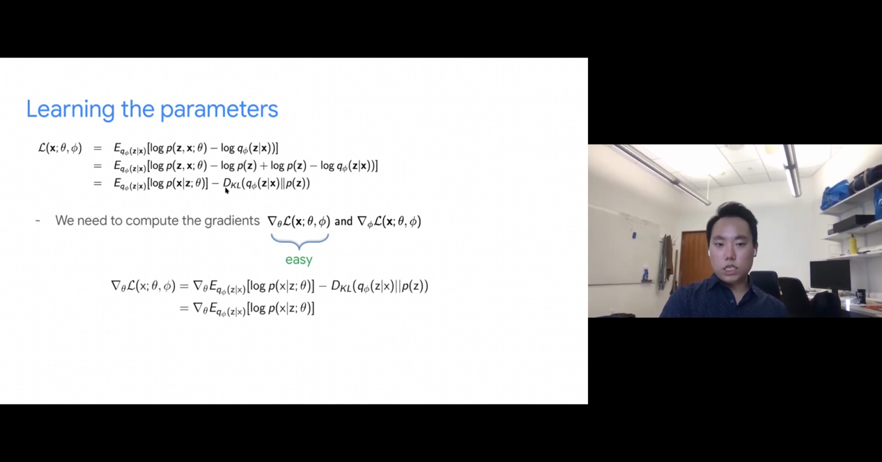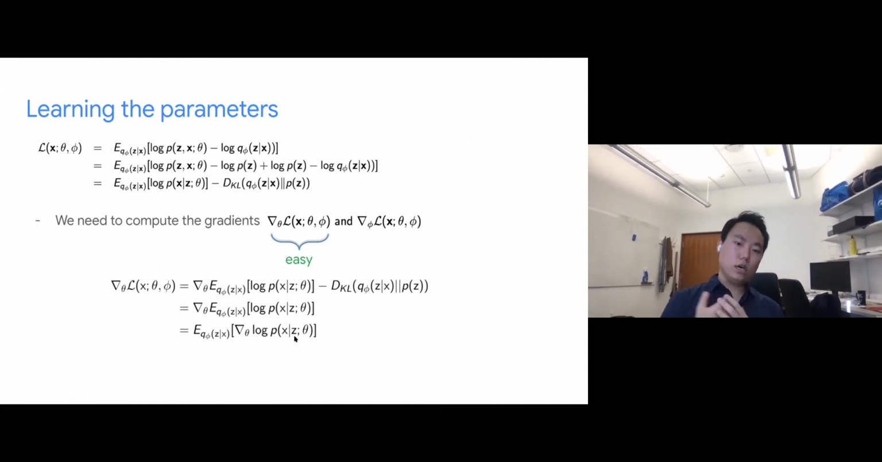The loss here is the expectation over q of log p of x given z, minus the KL. The KL term does not depend on theta, it only depends on phi, so that goes away. And this expectation in front is with respect to phi. Again, that doesn't depend on theta, so I can move my gradient with respect to theta into the expectation. And this p of x given z, which is the decoder part of the model that takes z and outputs x, is the part that actually depends on theta.